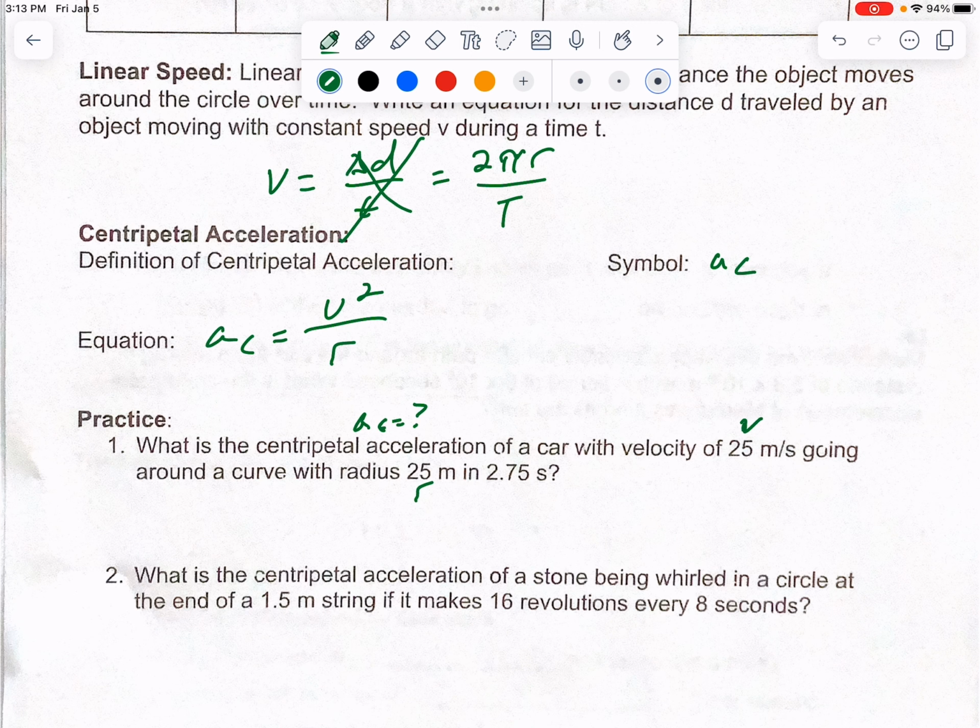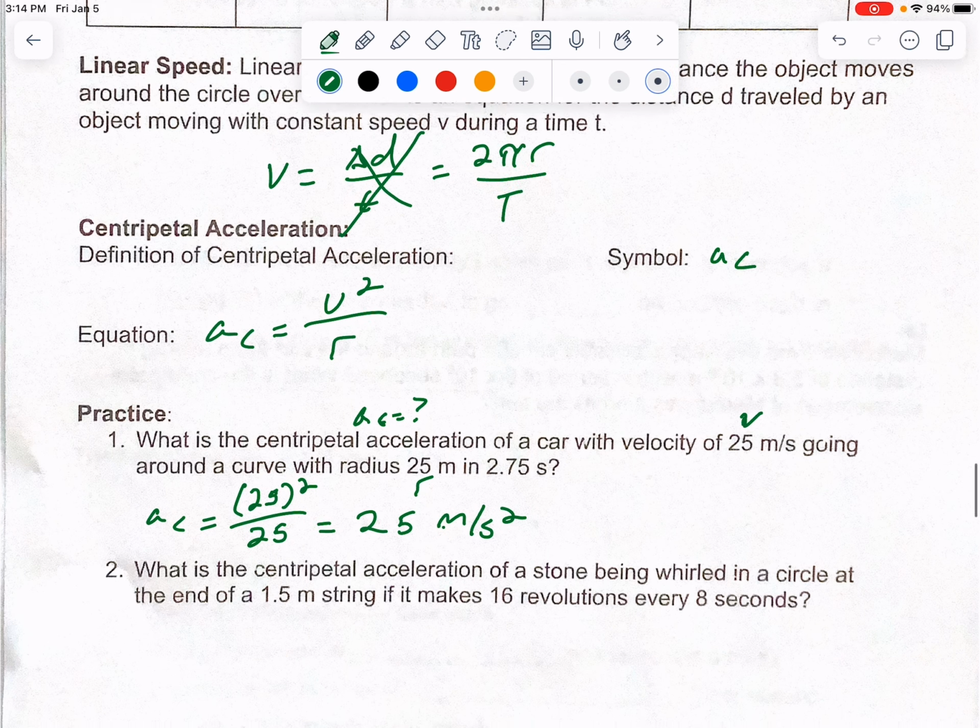Now, if you notice, it mentions just going around a curve. That's technically not a full circle, so I'm not going to say this is capital T. That's not going to work. So we're going to look at what we have, because a_c equals v squared over r. I have v, I have r, so technically that time doesn't do anything. If you don't need it, don't use it. So I'm going to do v squared over r, so 25 squared over 25, and this is going to come out to be 25 meters per second squared, and that's your answer.